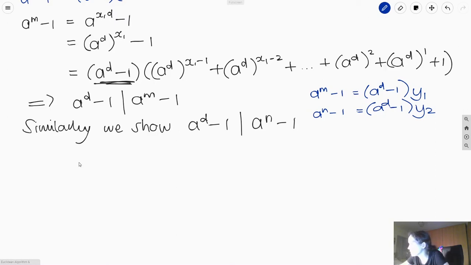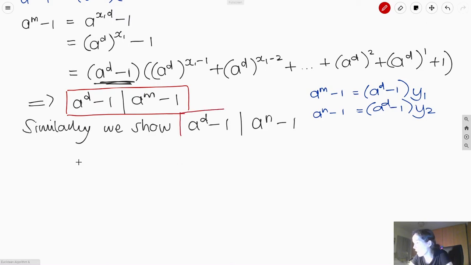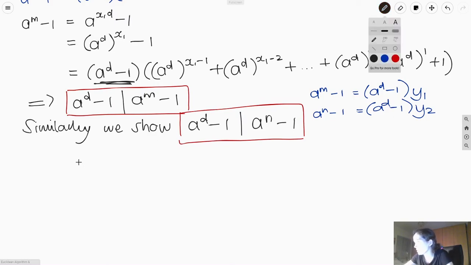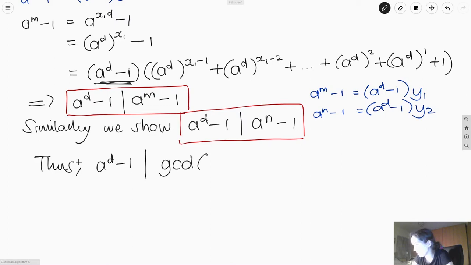Now, since we have that this is true, and we have that this is true, we also know now that, thus, a to the power of d minus 1 is also going to divide the GCD of a to the power of m minus 1 and a to the power of n minus 1.